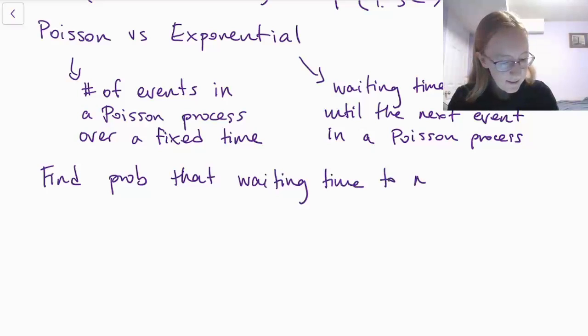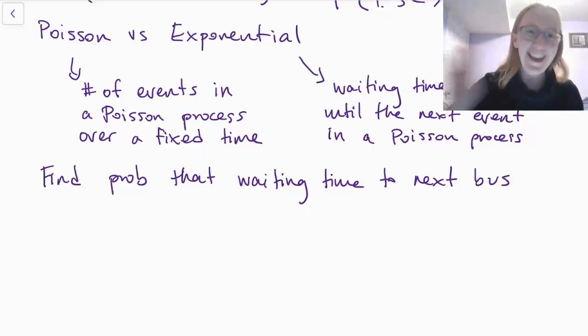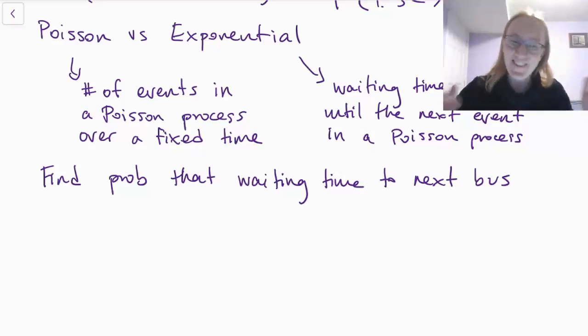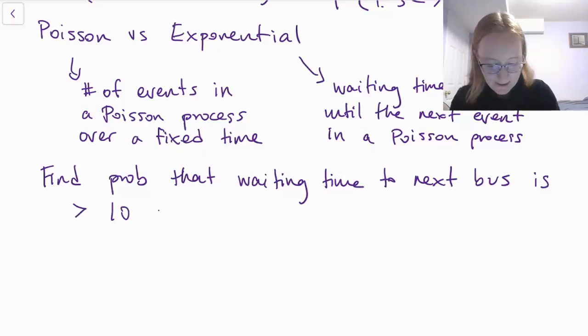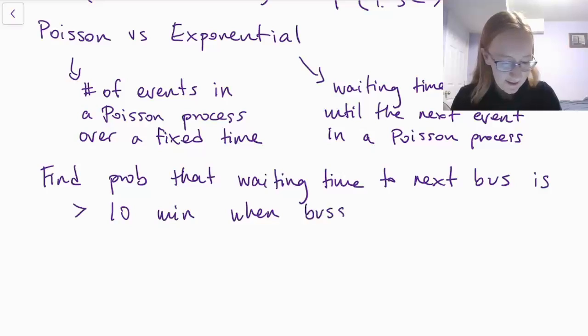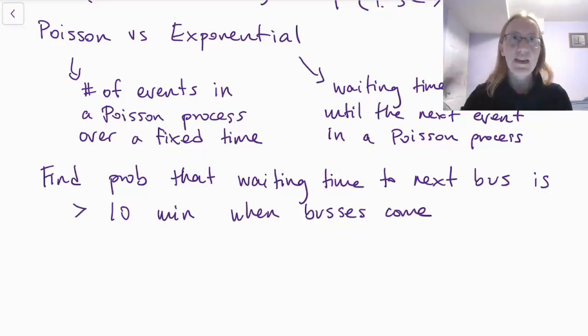to the next event, let's say next bus. Buses don't actually follow a Poisson process, by the way. They follow a schedule, even if sometimes they're off it. It's not really truly a Poisson process. But for the waiting time to the next bus is greater than 10 minutes when buses come on average 3 per hour.